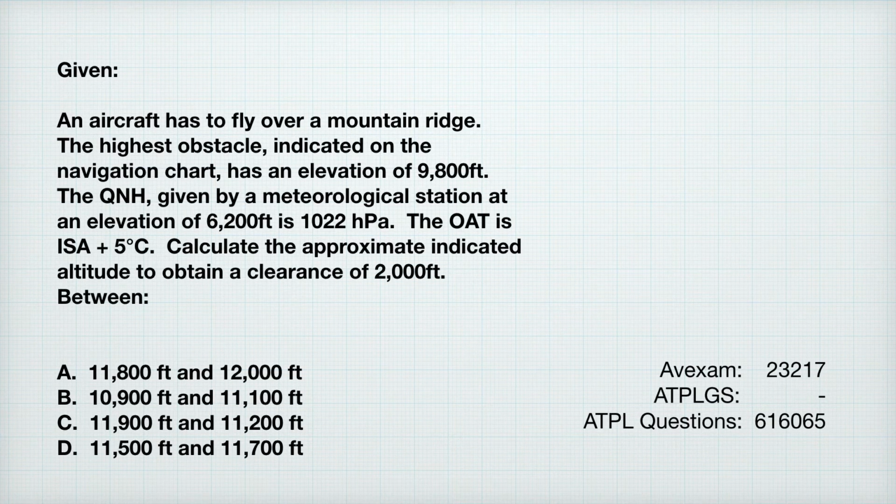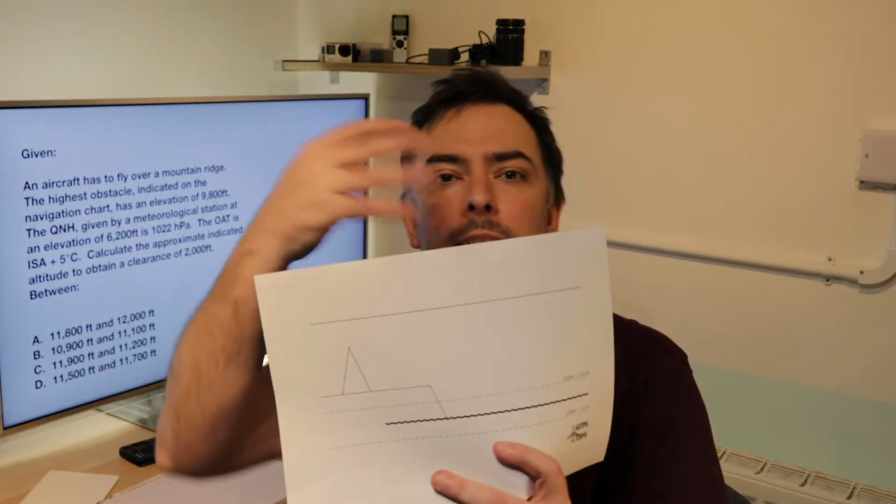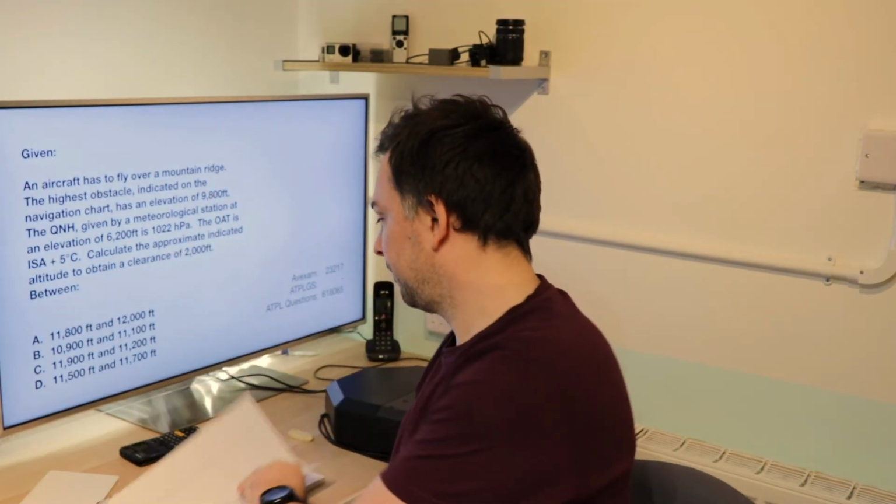Alright, do you know what? The other thing that you could do is get one of these, get it laminated, and then just use a whiteboard marker and wipe it off each time.